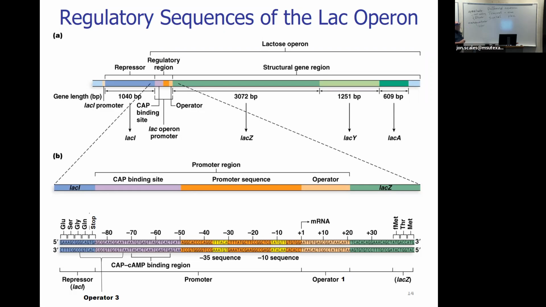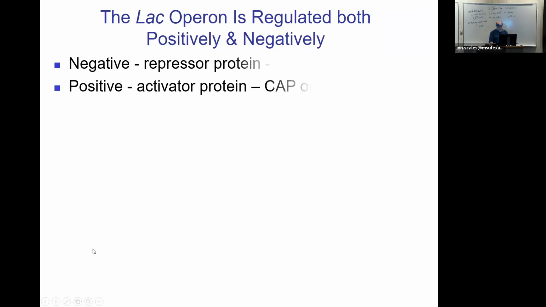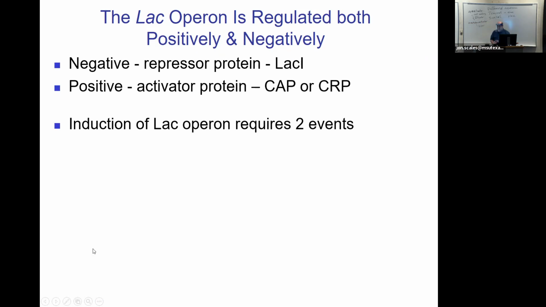Okay, if lactose is the only thing that's there, right? So you have negative control with the lac repressor encoded by the lac-I gene. You have positive control caused by the activator protein CAP.